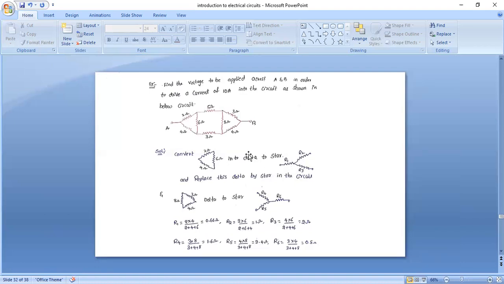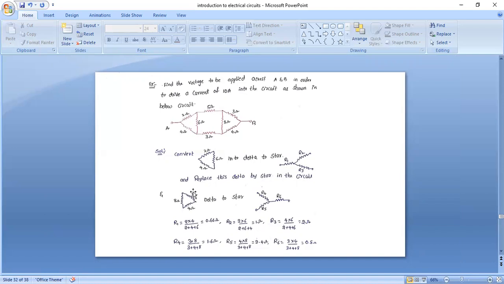Next, R2 is the resistor between 2 and 6. So R2 is equal to 2 into 6 by 2 plus 6 plus 4. Next, R3 is the resistor between these 2 points. So R3 is equal to 6 into 4 by 2 plus 4 plus 6. Next, similarly, this side we have one more delta. So convert the delta into star. Here the resistors are R4, R5 and R6.